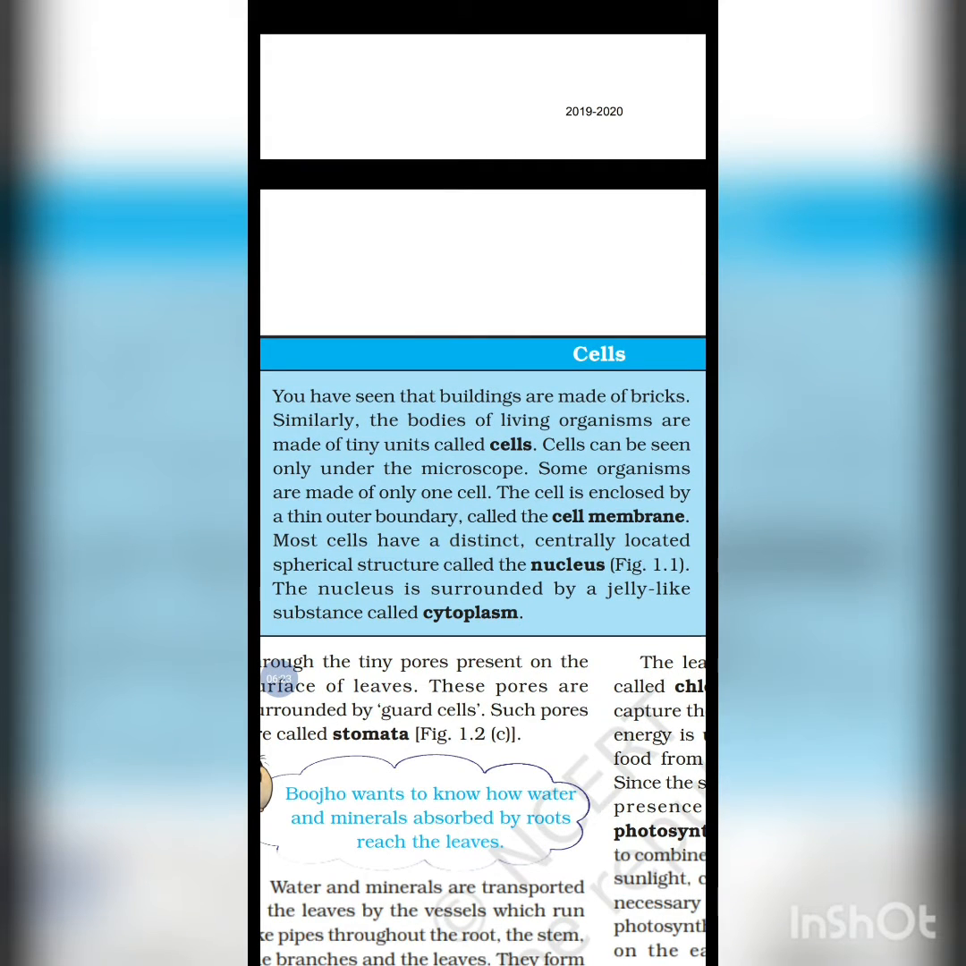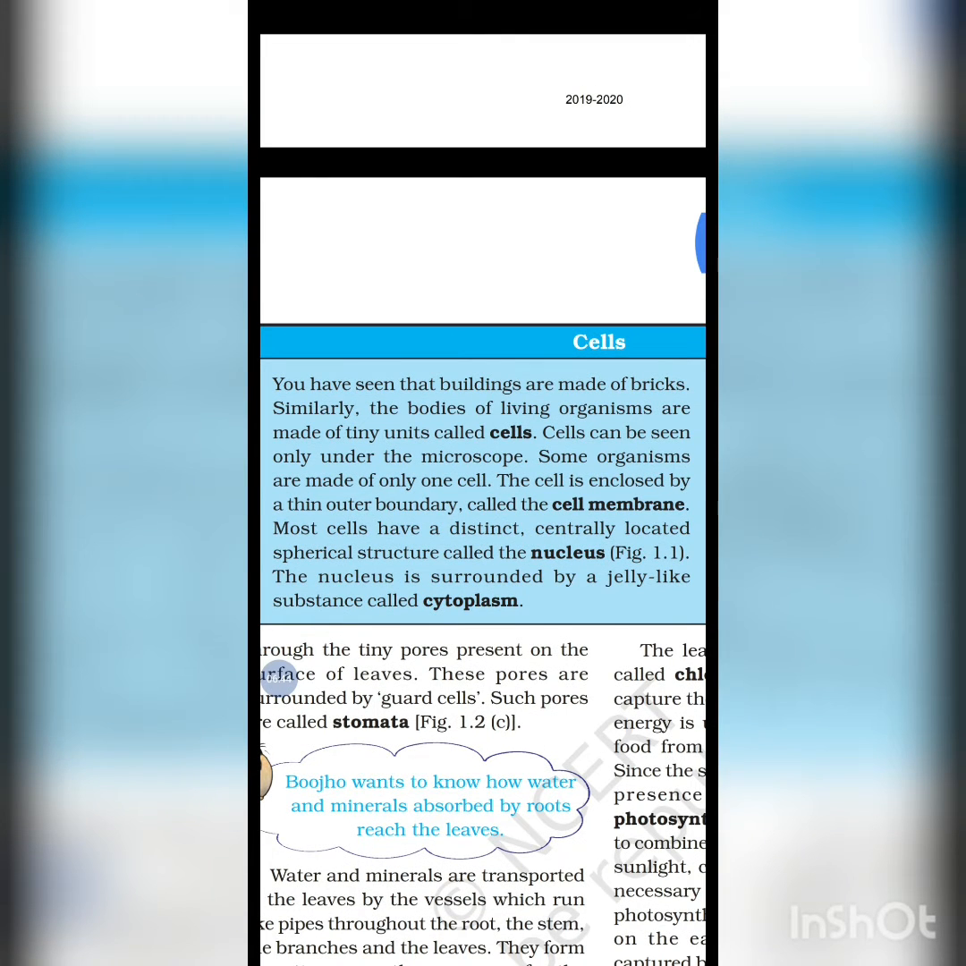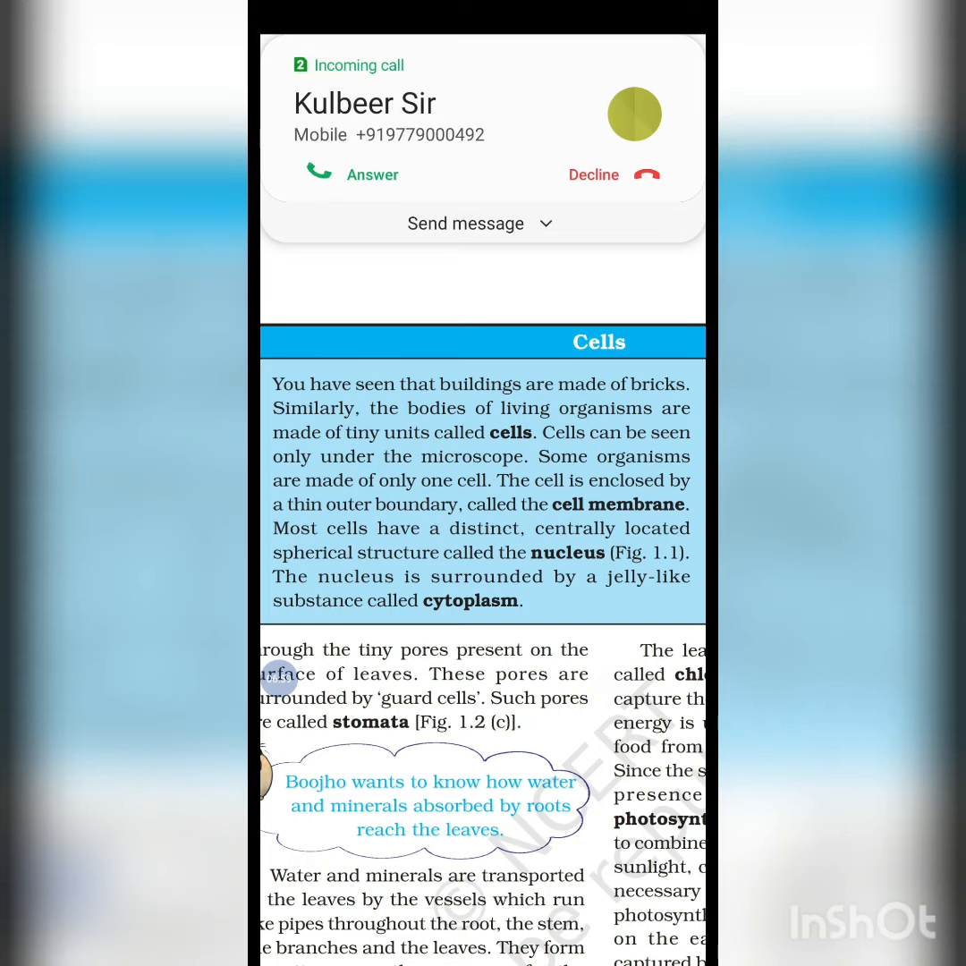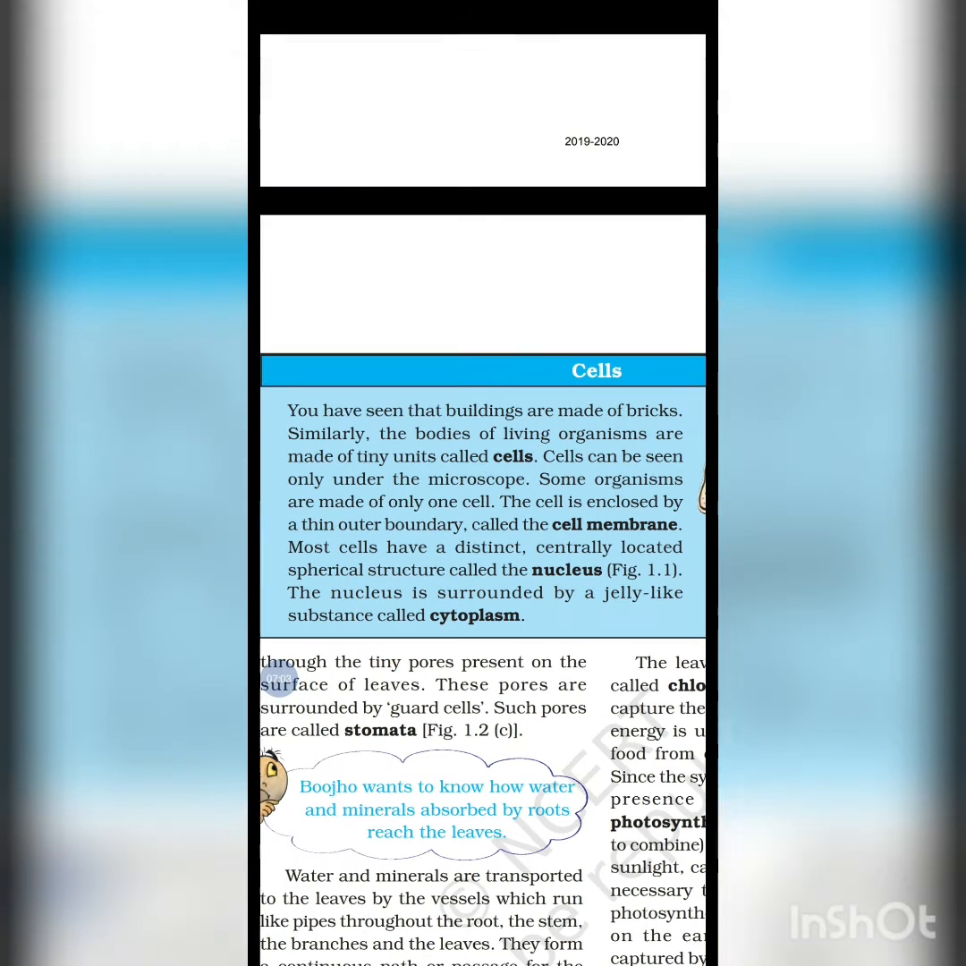You have seen that buildings are made of bricks. When we go on a road or somewhere else, if construction is going on, we see there are so many bricks. They are making the houses with those bricks. Similarly, the bodies of living organisms are made of tiny units called cells. We have seen that a house is made of bricks, and now our body is made of tiny units called cells.